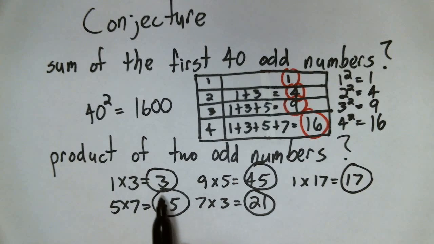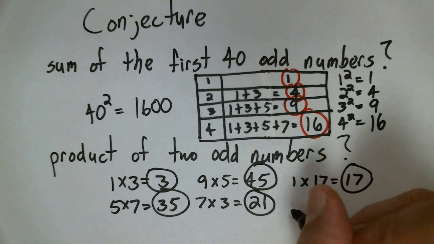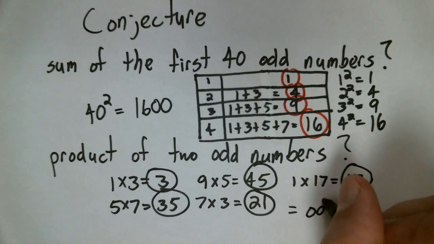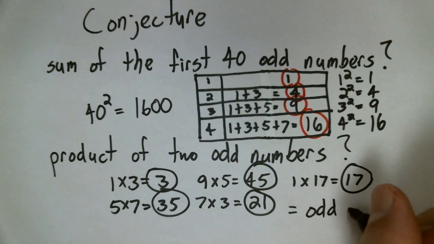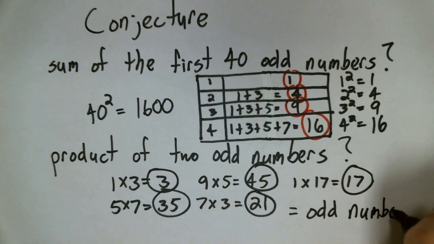Hopefully you saw, wait a minute, these are all odd numbers, every single one of them. No matter what two odd numbers I multiply times each other, I will always get an odd number. So our conjecture is that you will always get an odd number as your answer.